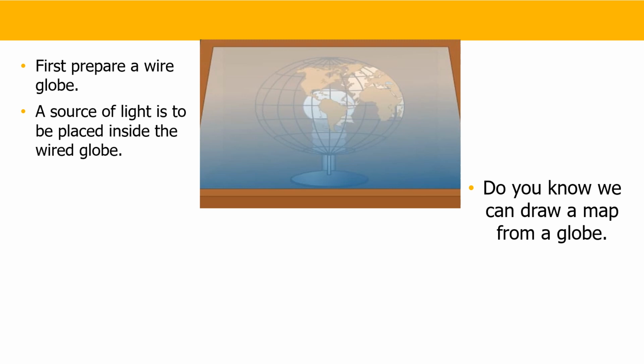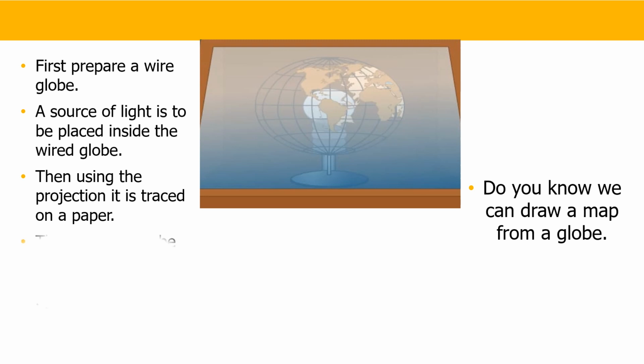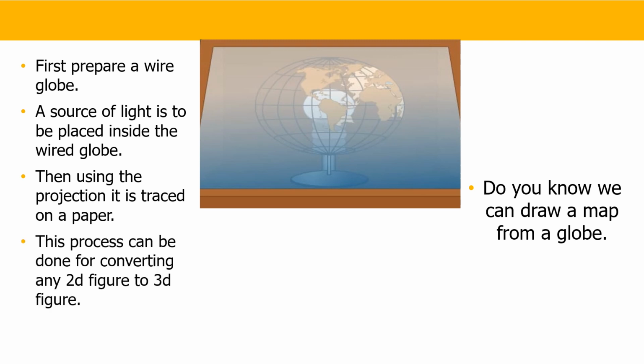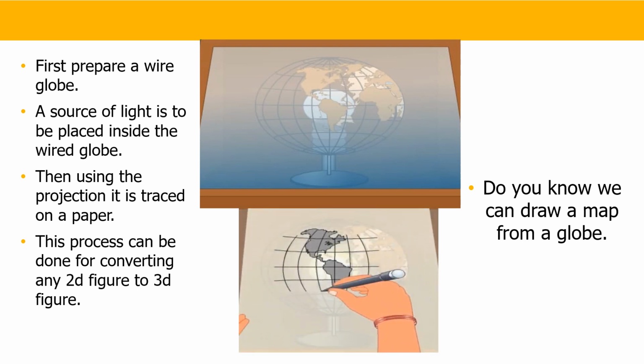A source of light is to be placed inside the globe. So you can see here the light that is placed inside this wire globe. This light will help you to trace the globe using the projection on a piece of paper. This is the paper kept outside on a board. Inside we have a wire globe where the light is being projected. So we can just trace it as shown here. We can trace it with a pencil and draw a map of that particular region which is being portrayed through projection from 3D to 2D, that is three-dimensional to two-dimensional.